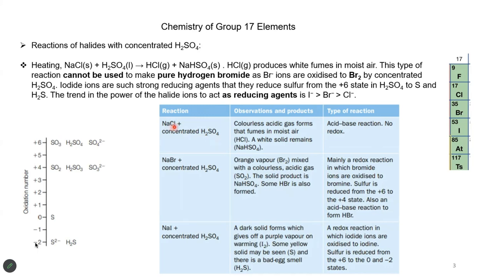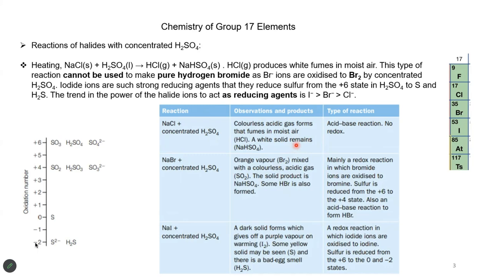Here are the reaction products and the type of reaction that happens when we react concentrated sulfuric acid with sodium chloride, sodium bromide, or sodium iodide. In this case, moist hydrogen chloride gas will be produced, and sodium bisulfate. This is an acid-base reaction. Here, we don't get any redox reaction.